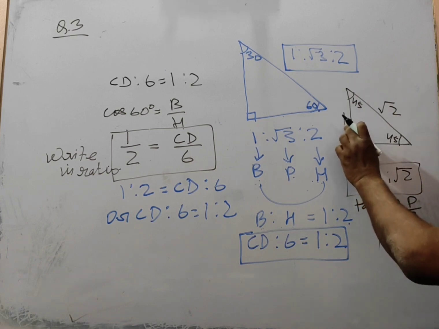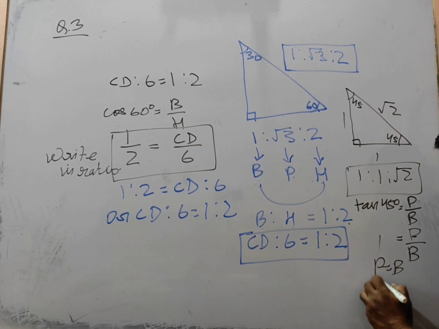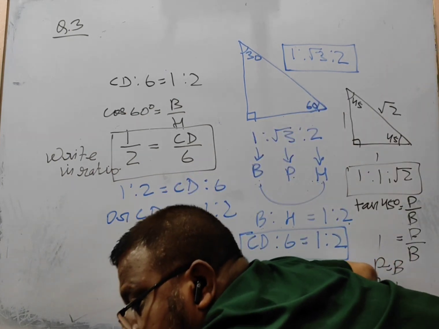So therefore these two sides, perpendicular and base, are equal, right? When P upon B is 1, cross multiplied, P is equal to B. Then the ratio between them is P upon B equal to 1 upon 1. So there is a 1 is to 1 ratio, right?